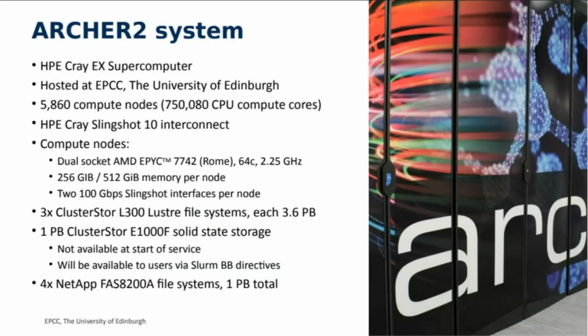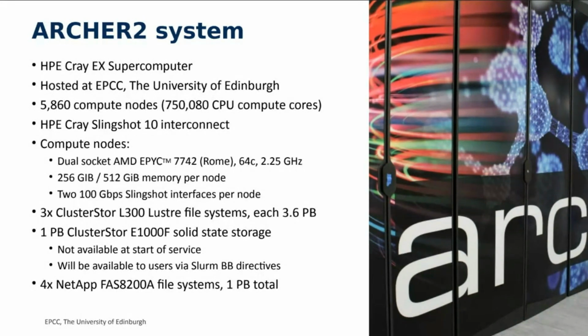So the ARCHER2 system itself, as mentioned, is very large, just over 750,000 compute nodes. It has the HPE Cray Slingshot 10 interconnect, which is a similar technology, but a little bit different from the interconnect in the new exascale system in the US, which is Slingshot 11. It's the next version. In terms of compute nodes, we have 2 AMD processors per node, giving 128 cores per node, usually 256 gig of RAM, but some nodes have 512.